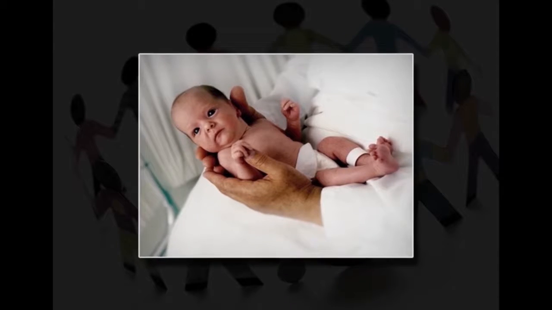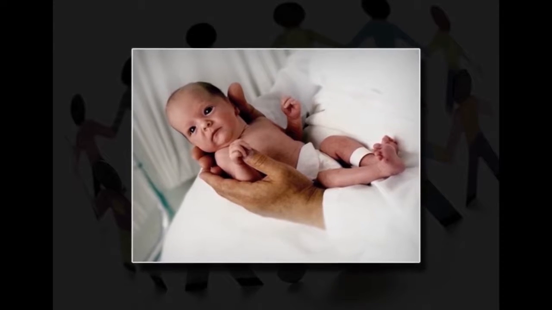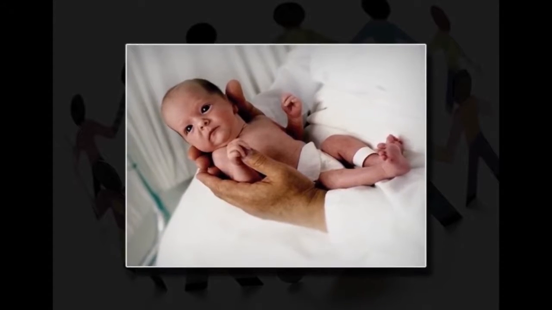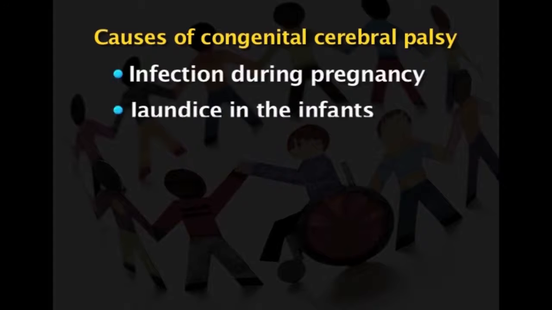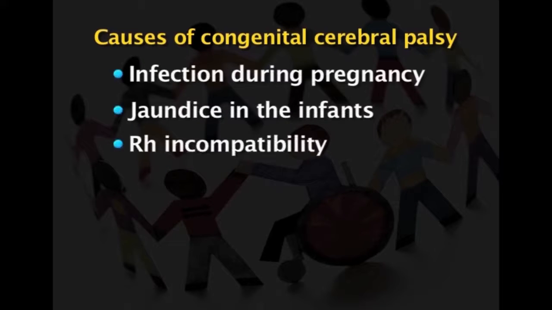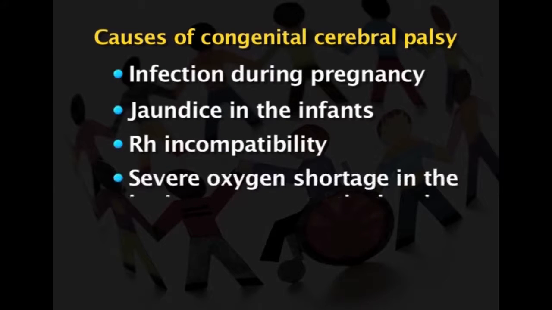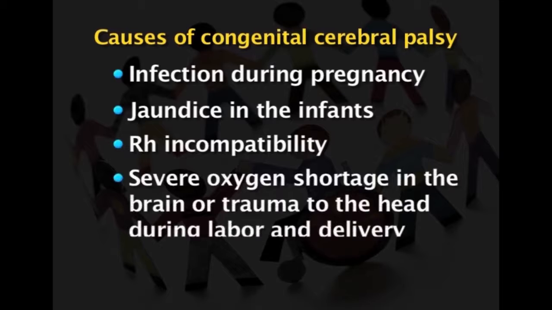Congenital cerebral palsy, on the other hand, is present at birth, although it may not be detected until a few months later. Some of the causes of congenital cerebral palsy are infection during pregnancy, jaundice in infants, RH incompatibility, severe oxygen shortage in the brain or trauma to the head during labor or delivery, stroke.